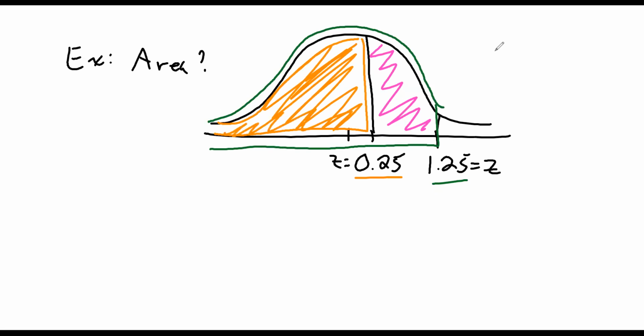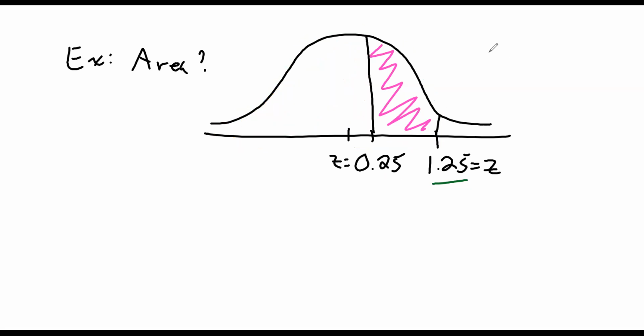So here's what we know. The area to the left of z equals 0.25, the orange part, plus the pink part, which we want, is equal to the green part, the area to the left of 1.25. Which means if we looked up the area to the left of 1.25 and subtracted the area to the left of 0.25, then it would give us the pink area in the middle. So let's do that.